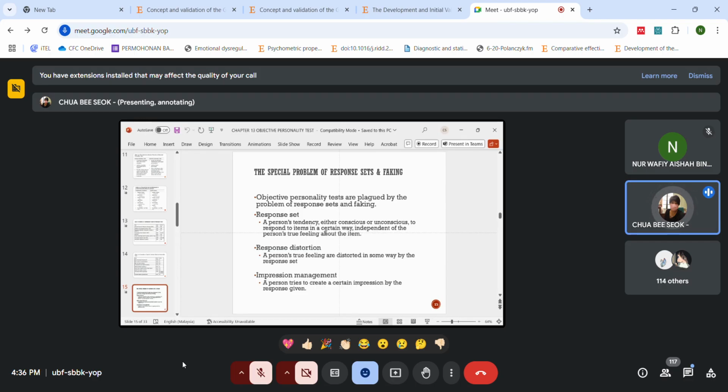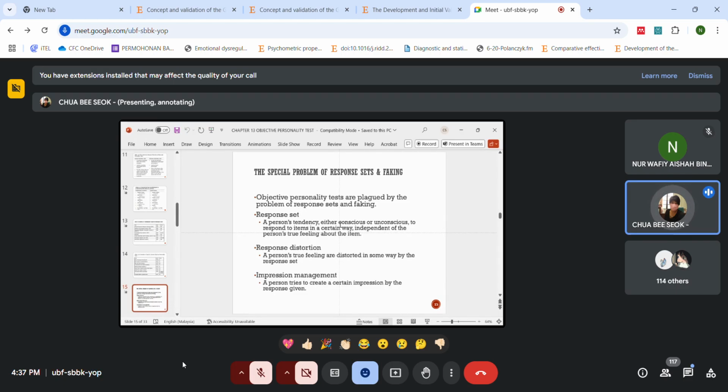For the test, if you can see the examples just now, for the objective personality test questions, normally they have a problem with personality test items. Objective personality test items are normally affected by the problem of response set and faking. You still remember we discussed the response set and faking when we discussed test development.